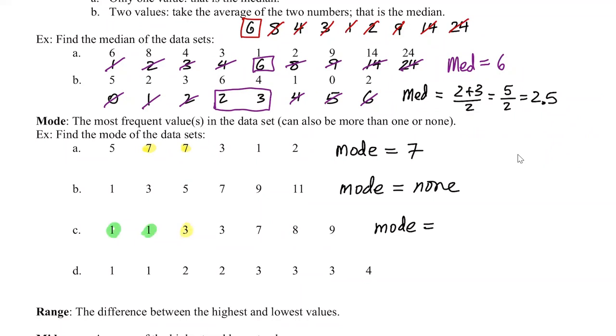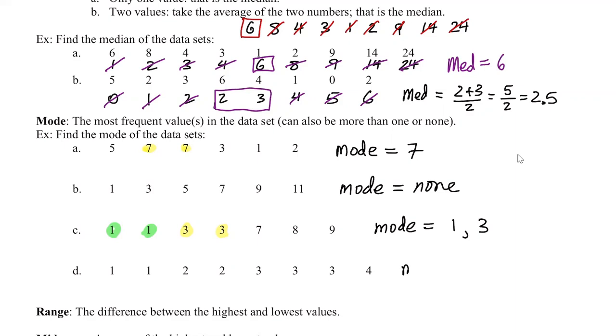But the 3 also occurs twice. So 1 doesn't occur any more frequently than 3, and vice versa, but they both occur more frequently than 7, 8, or 9. So I could say that 1 and 3 are the mode in part C.